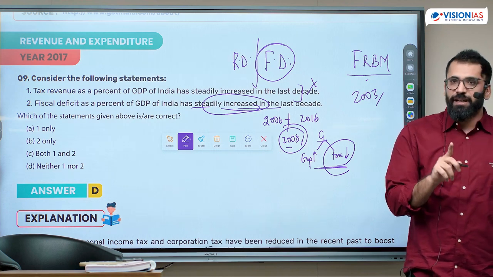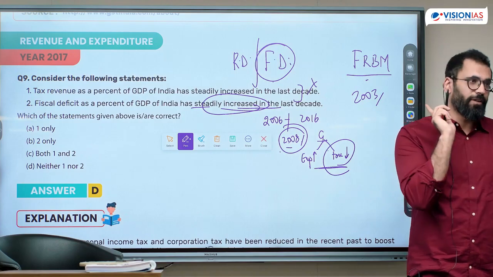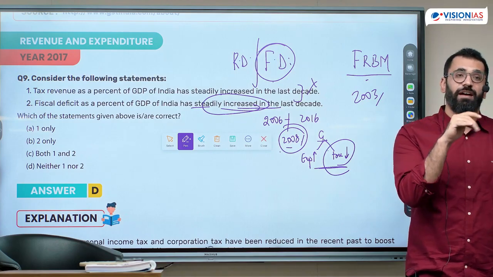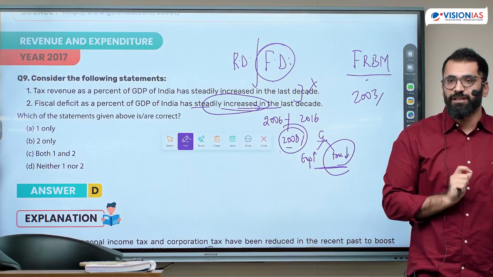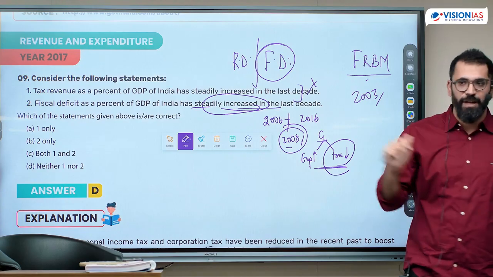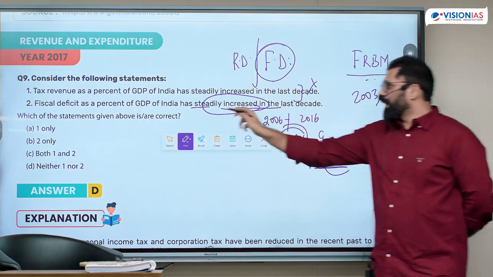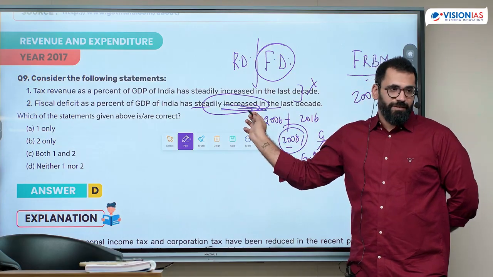The 11th or the 10th Finance Commission asked the states to first create their own laws as compared to FRBM. And secondly, the government started having strict borrowing guidelines for the states. So we are asking the states to strictly do it. We are also asking the center to do it through FRBM. So I have a disciplinary law on deficit. Will I be having a steadily increasing fiscal deficit?